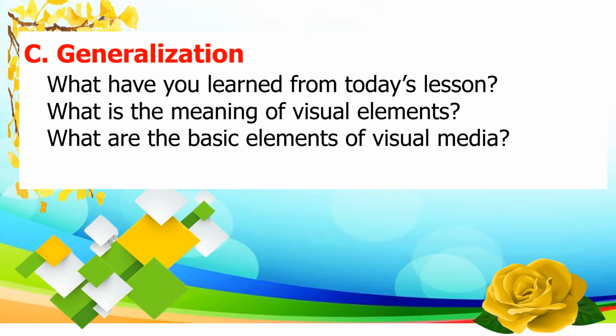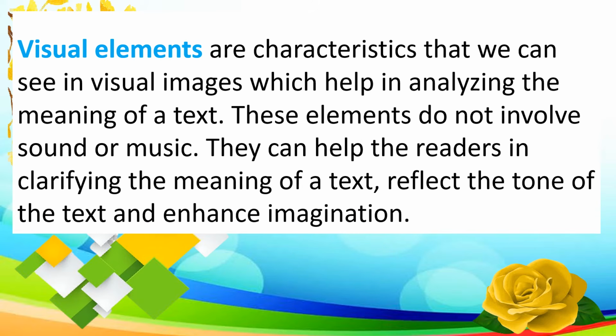Next, what is the meaning of the visual elements? Of course, these are lines, symbols, and colors that can help us to really interpret the true meaning of the things that we can see. What are the basic elements of visual media? So we have the lines, the colors, and the symbol. All right, so always remember that visual elements are characteristics that we can see in visual images, which help in analyzing the meaning of a text. These elements do not involve sound or music. Take note of that. They can help the reader in clarifying the meaning of a text, reflect the tone of the text, and enhance imagination.